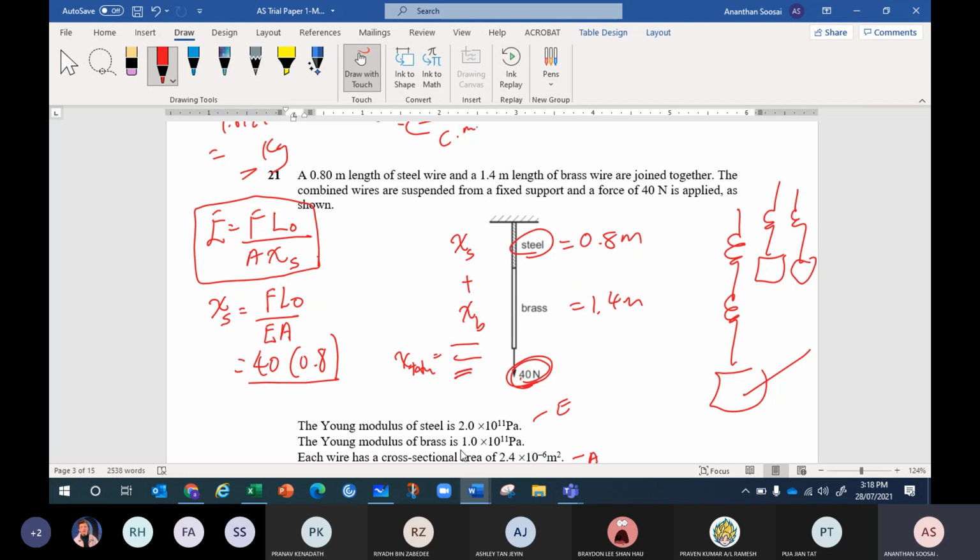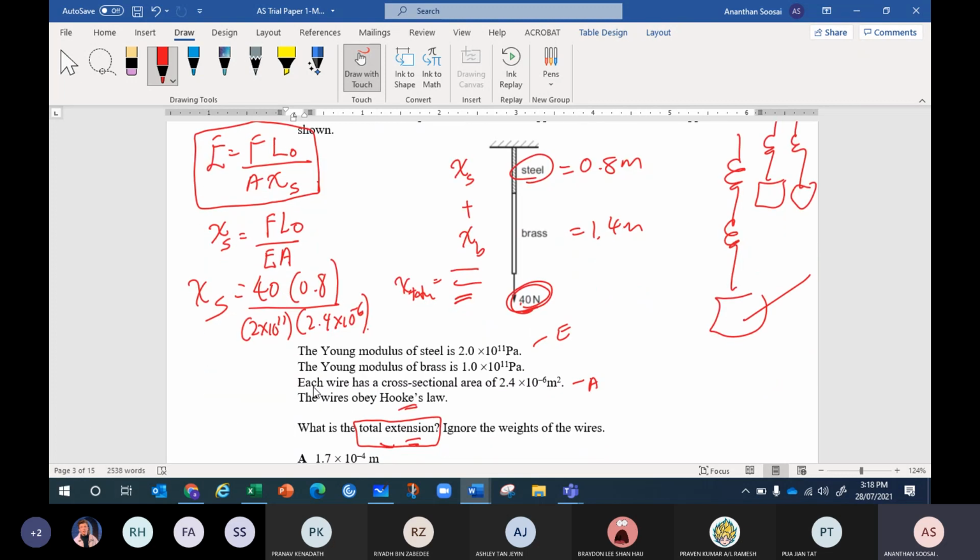The Young modulus for the steel, do you know? Young modulus is 2 times 10 power of 11. And the area, do you know? Each wire has the area, 2.4 times 10 power negative 6. So you can find the extension of the steel.